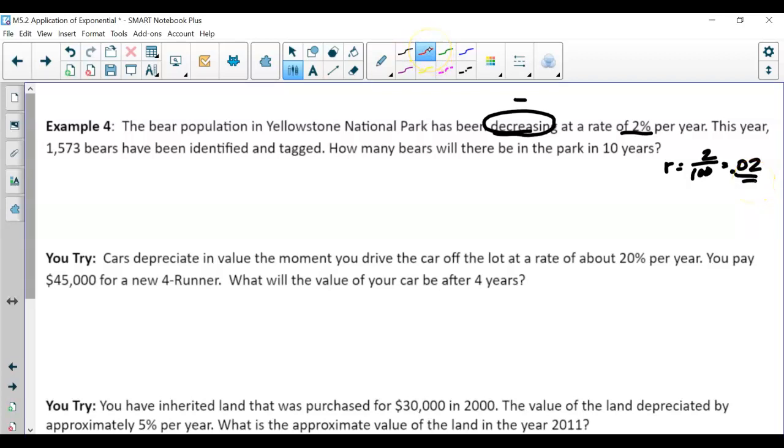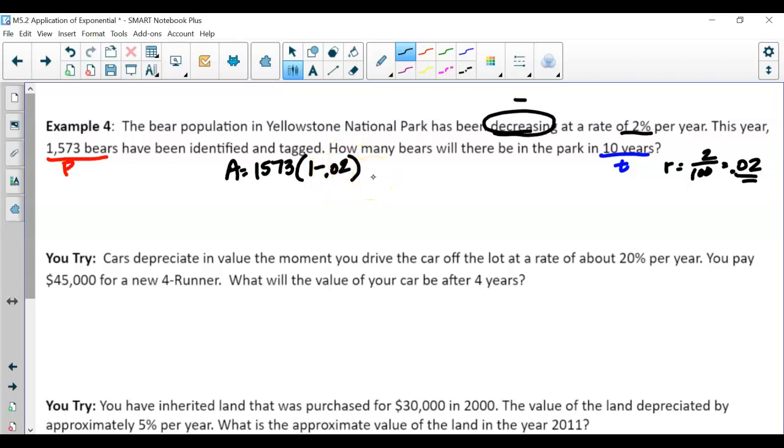Then we have our population of bears. So here's our P where we're starting. How many bears will there be in 10 years? There's our T. So here we go. A is equal to our principal amount where we started, 1,573 bears, times 1 plus or minus now. Minus, right? Because we're decreasing.